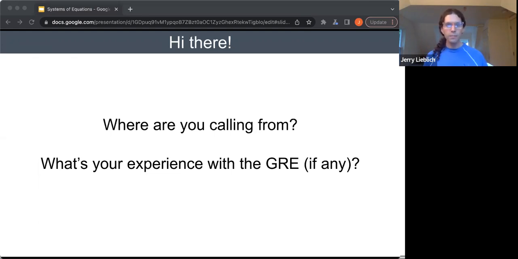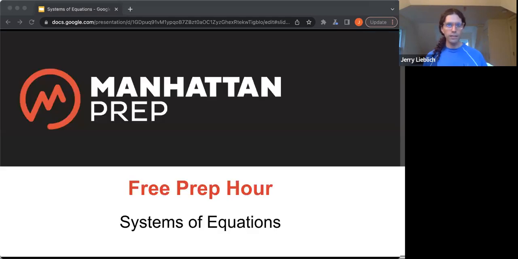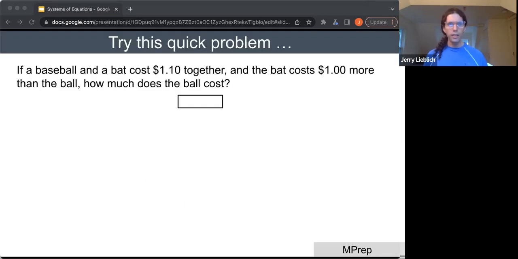What we're looking at today is a pretty fundamental skill. Again, we're looking at systems of equations. And let's just warm up. I've got a really quick problem for you. This is a sample system of equations problem we might see. And real quick, send me your answer to this when you've got it.